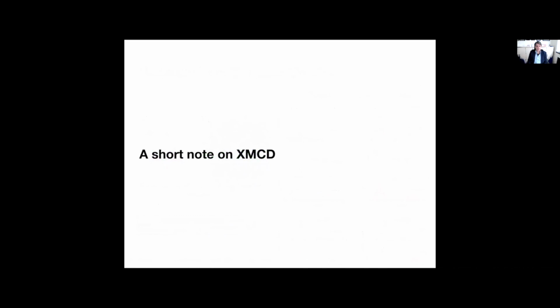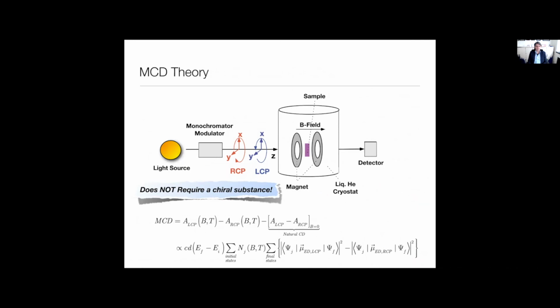Now I want to treat two more subjects that are even more advanced. And the first one is XMCD. And I wanted to add a short note on XMCD. So MCD in the X-ray regime works pretty much exactly like in the visible regime, which is how I was brought up in MCD spectroscopy in the UV and visible region.